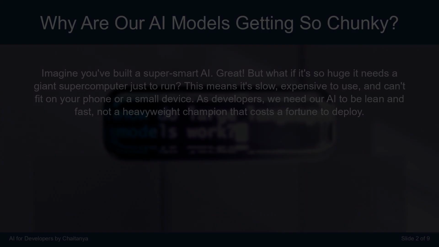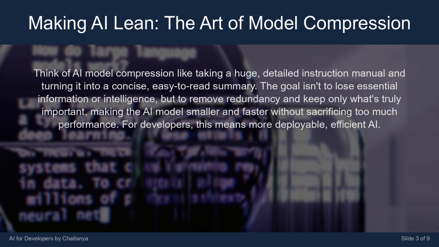deploy. Think of AI model compression like taking a huge, detailed instruction manual and turning it into a concise, easy-to-read summary. The goal isn't to lose essential information or intelligence, but to remove redundancy and keep only what's truly important, making the AI model smaller and faster without sacrificing too much performance. For developers, this means more deployable, efficient AI.